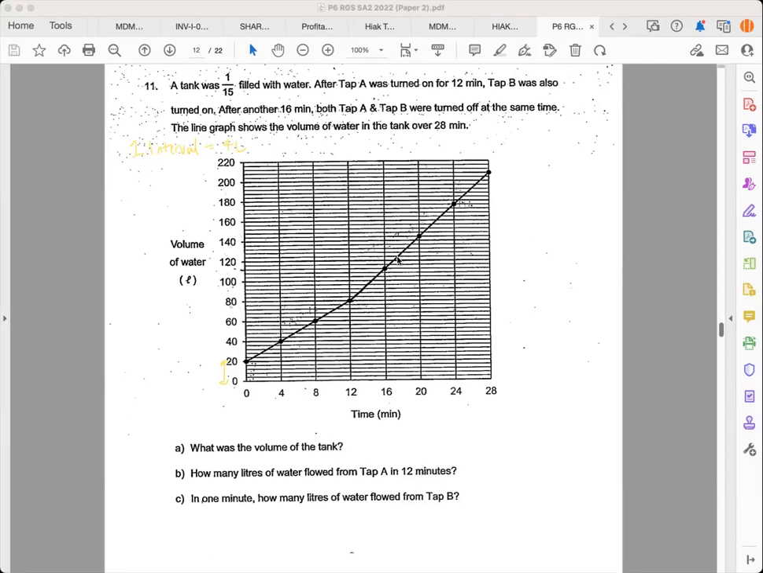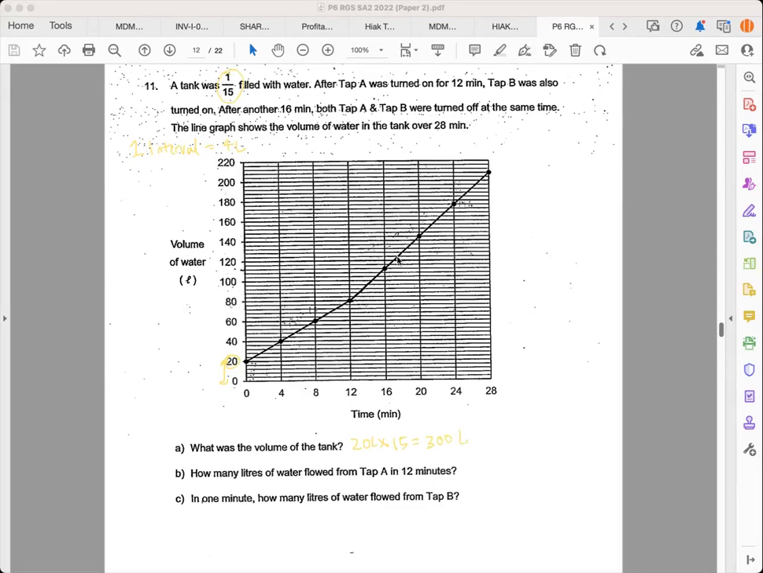Now, what was the volume of the tank? You'll notice that it begins with 1/15 filled, and 1/15 is 20 liters. The tank will have 15 parts, 15/15. So the volume of the tank will be 20 liters, which is 1/15, multiplied by 15, and you get the entire tank: 300 liters. So that's the answer for part A.